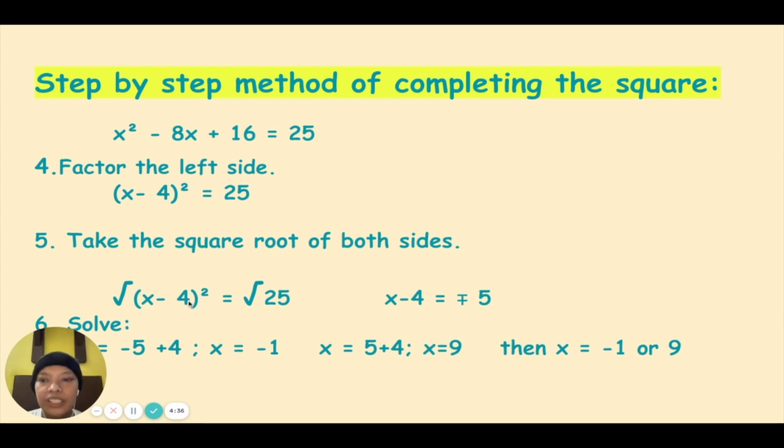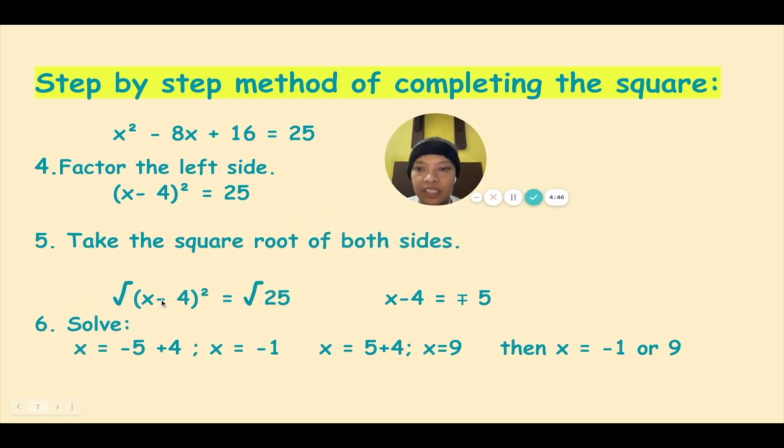Take the square root of both sides. Pero that is square root of x minus 4 squared is equal to square root of 25. Pag kinumpute nyo po yan, tatanggalin nyo lang yung radical sign. So it's x minus 4. Then yung square root of 25, di ba sinabi ko po sa inyo, it's always positive 5 or negative 5. Why? It's because negative 5 squared is 25 and positive 5 squared is also 25. So lagi pong dalawa yung sign.